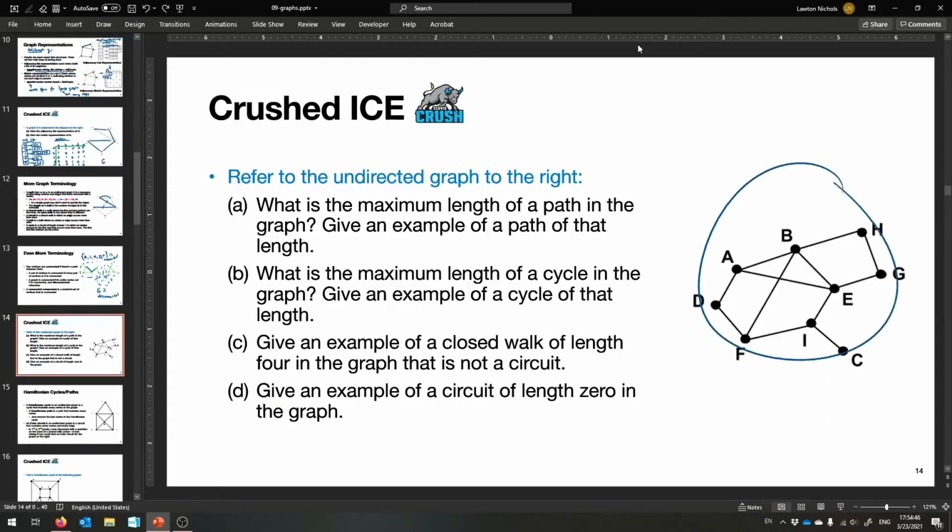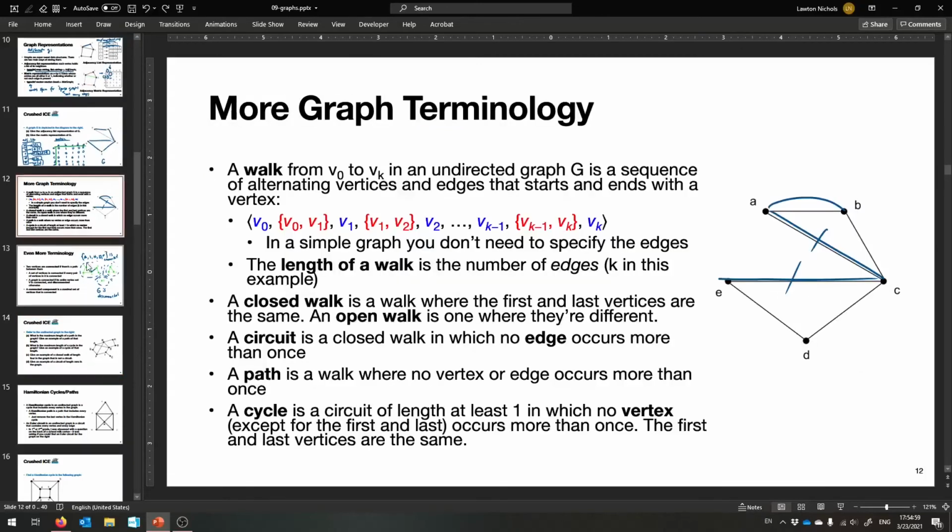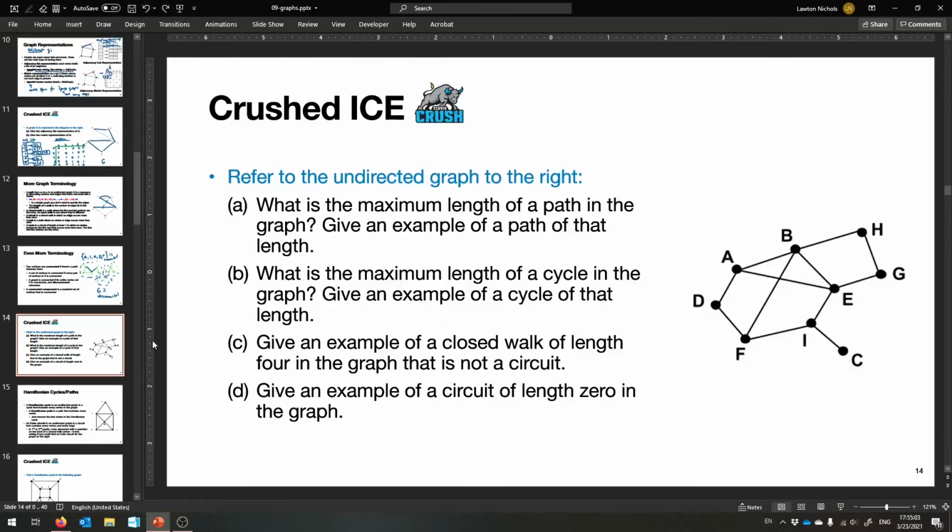So here is an undirected graph. Let's find the maximum length of a path in this graph. Let's figure out what it could be. Okay, so remember what a path is again. It's a walk where no vertex or edge occurs more than once, so we can't like double up on anybody. I think we can visit every vertex though. How about that? What about this path?